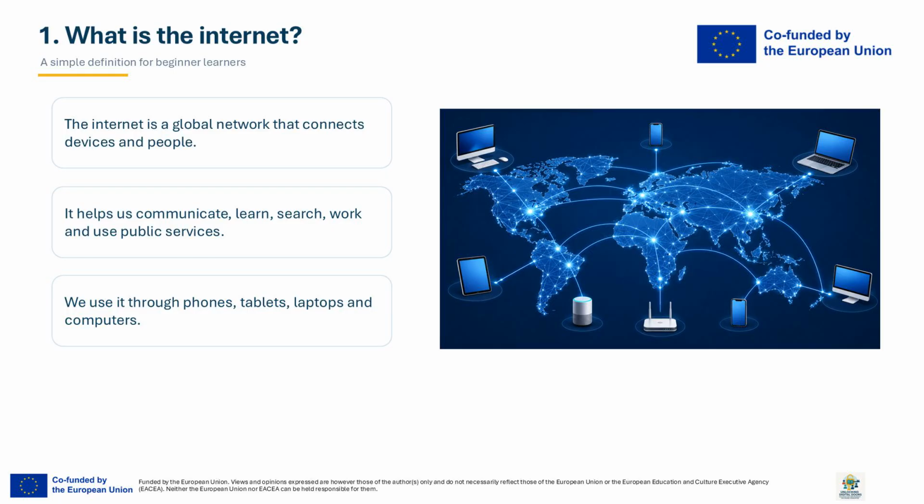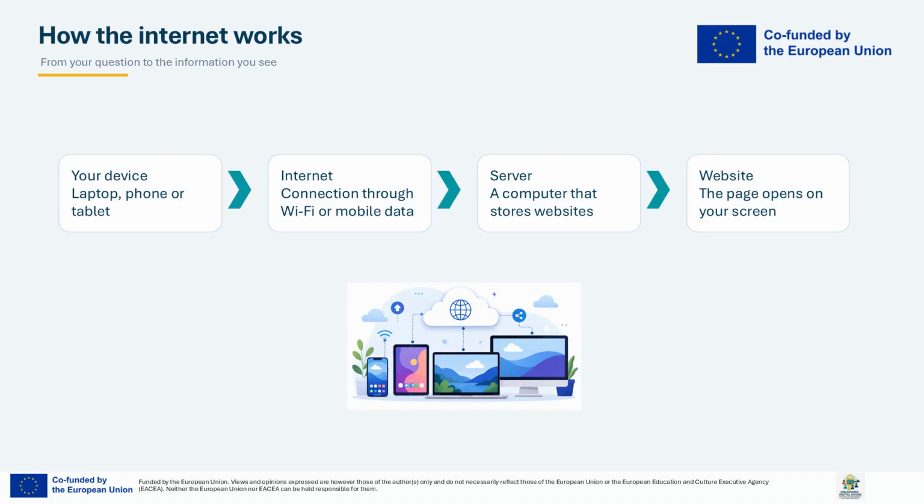The internet is a global network that connects devices and people. This means that phones, tablets, laptops, and computers can connect to each other through the internet. Because of this connection, we can communicate, learn, search for information, work, and use many public services. For example, when you send a message, watch a video, search for a bus timetable, or check the weather, you are using the internet. The internet is not only for entertainment, it is also an important tool for education, work, health, and everyday life. Let's look at how the internet works in a simple way.